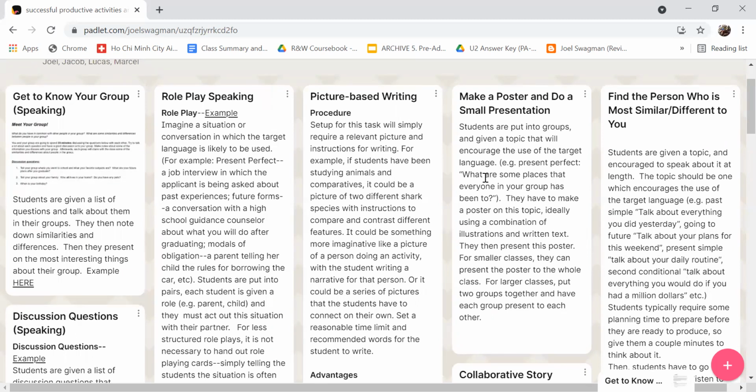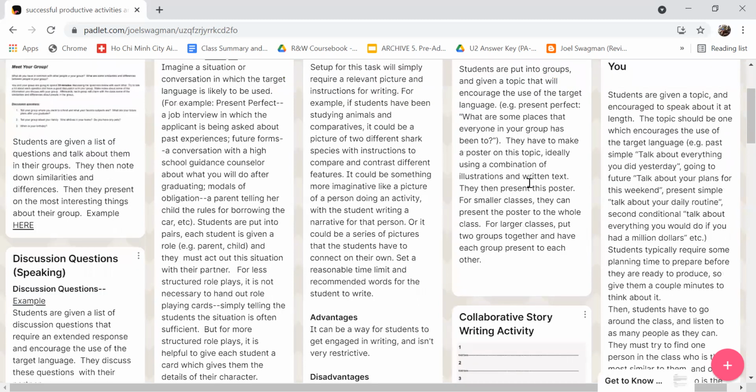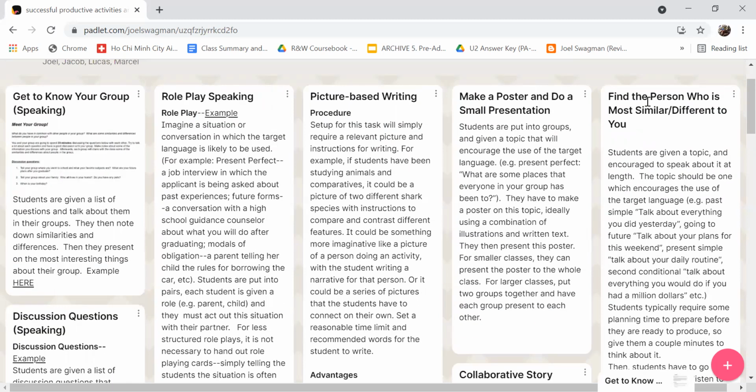This could be used for a grammar point. For example, present perfect, what are some places that everyone in your group has been to? So the communicative outcome is they have to use the target language to talk to each other and find things that are in common to put together on their poster. But it doesn't necessarily have to be used for grammar.